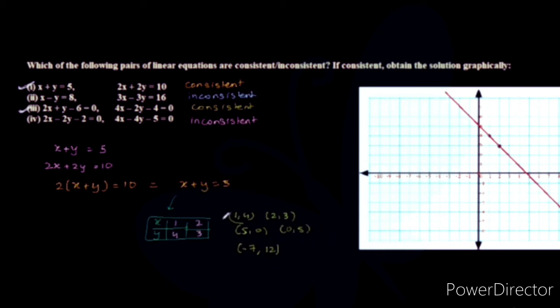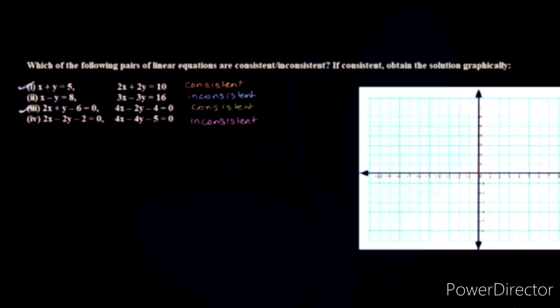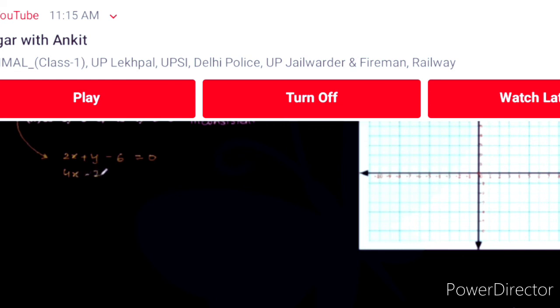So let me just erase this and the graph. I hope you understood the graph and this table as well. Okay, and let's get down to the second pair. In fact, this third one here, which is solvable. We have 2x plus y minus 6 equals 0 and 4x minus 2y minus 4 equals 0.